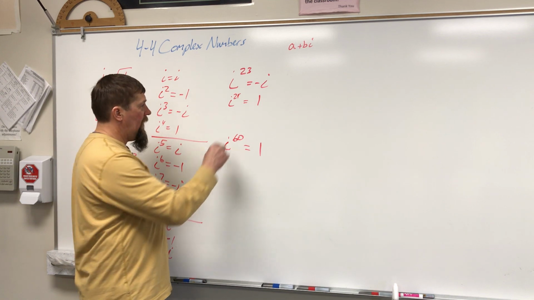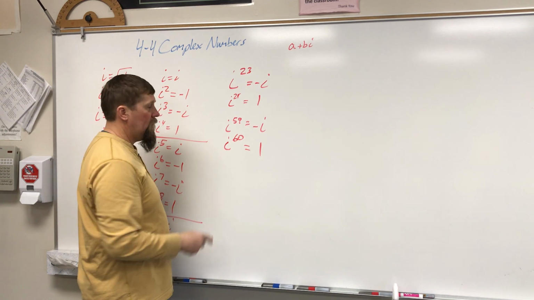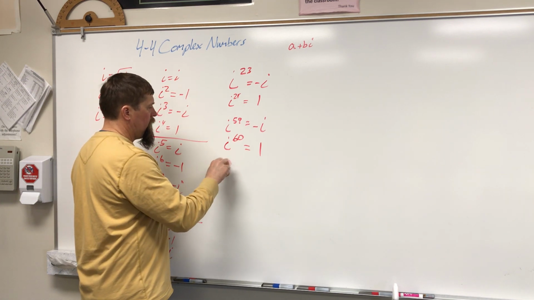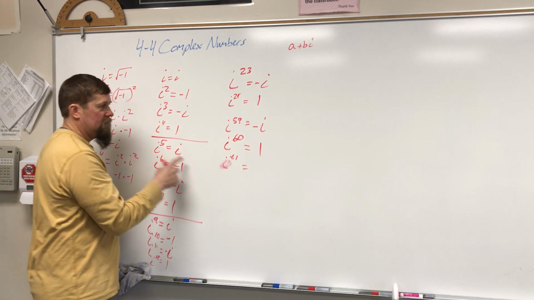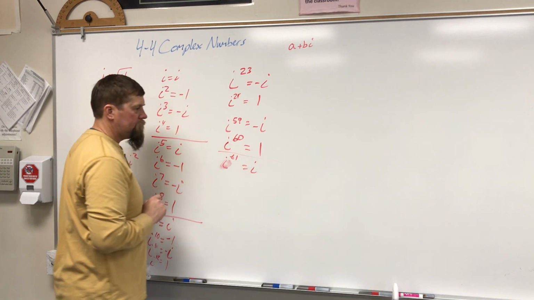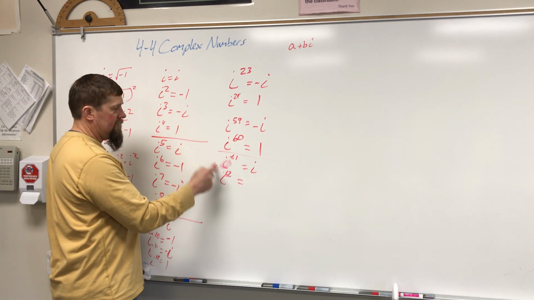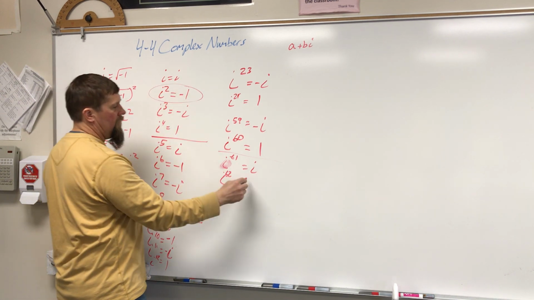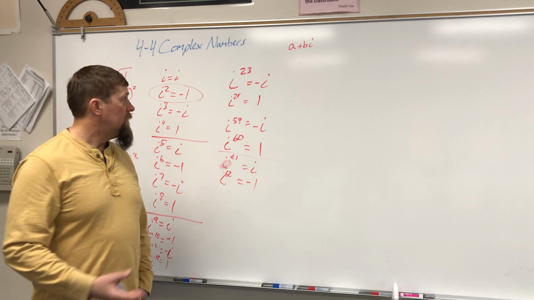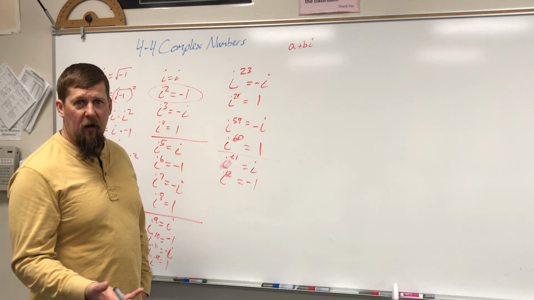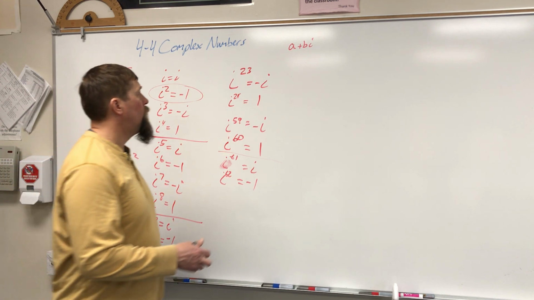If I had asked you what i to the 59th is, you would have said -i. If I had asked you what i to the 61st is, you would have said, well, that's the same as i, because it starts over at that point. i to the 62nd is 2 more than i to the 60th, so it's the same as i squared, or -1. Okay, so try this. I will give you a couple. You tell me what they are. Pause your video, and then I will go over them when you're done.